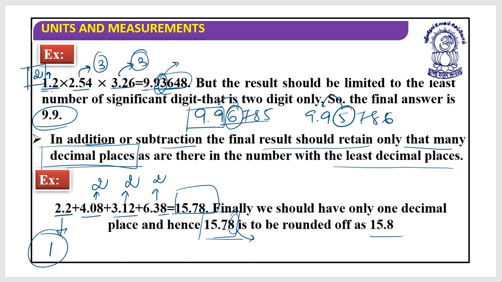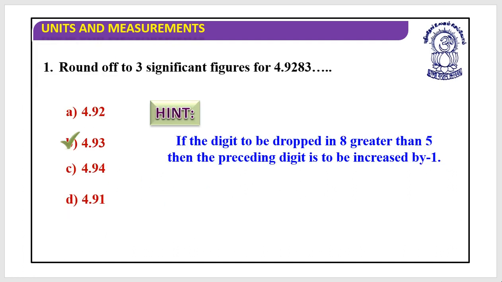While doing multiplication or division, we just need to check the total number of significant digits that a number possesses. You need to calculate the total number of significant digits. Let's say we have three numbers and we need to multiply them. One number has three significant digits, the second has two significant digits, and the third has four significant digits. Then my answer should have only two significant digits. Am I clear? Yes.